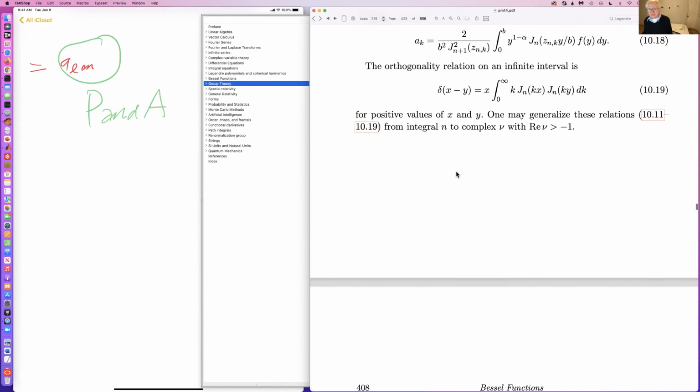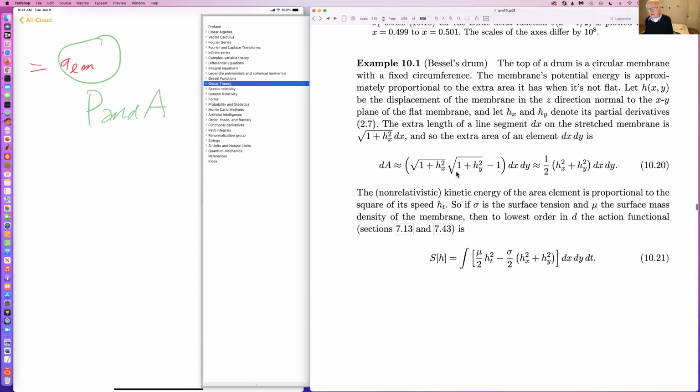So that's quite a nice expression. Here's an example, an exercise.